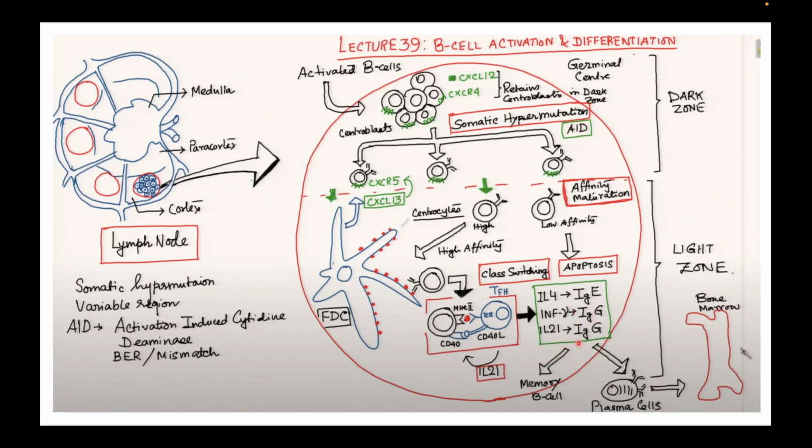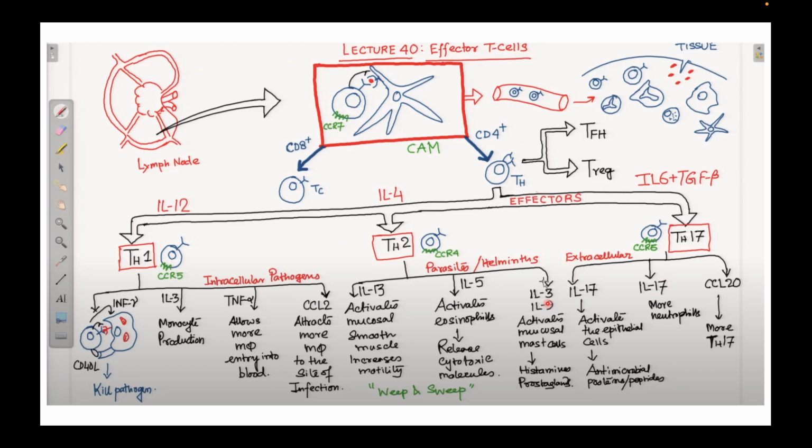Now these antibodies are secreted in the circulation, and there are these plasma cells which start secreting them, and then they go to the bone marrow to fight those antigens that are present there. Also the memory B cells go there, and when a further attack from the pathogen takes place, they become active. So that was about B cell activation.